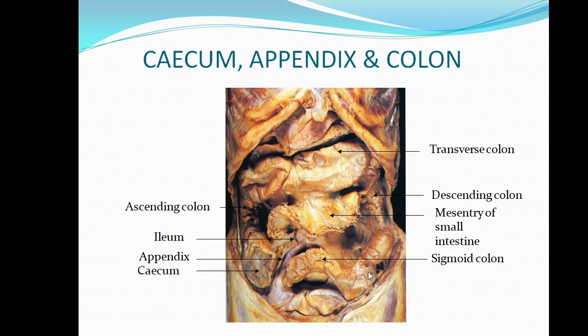Here in this dissection, you can see the caecum, which is a blind sac, and it communicates superiorly with the ascending colon. Here you can see the ascending colon, this is the transverse colon, and here what you can see is the descending colon. Medially here you can see it communicates with the ileum, and posteromedially here you can see it communicates with the appendix.